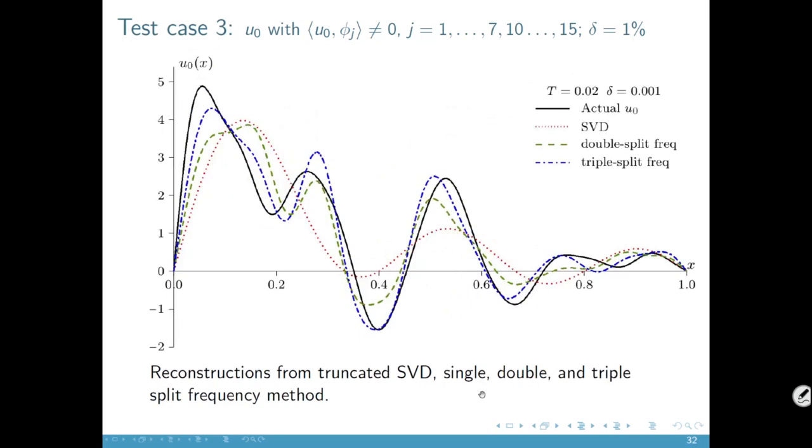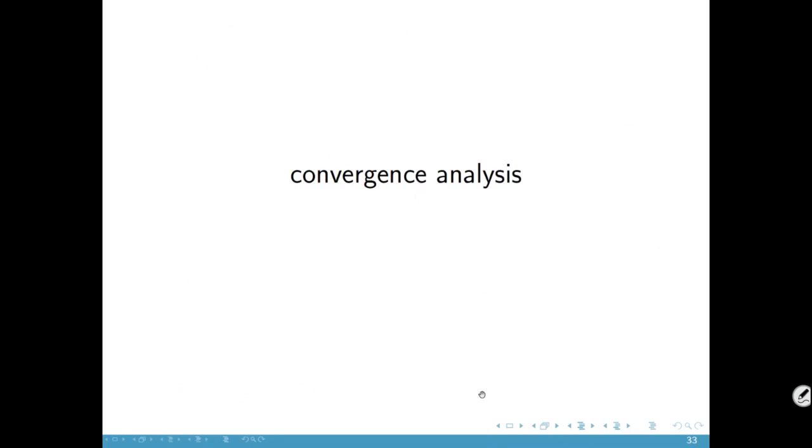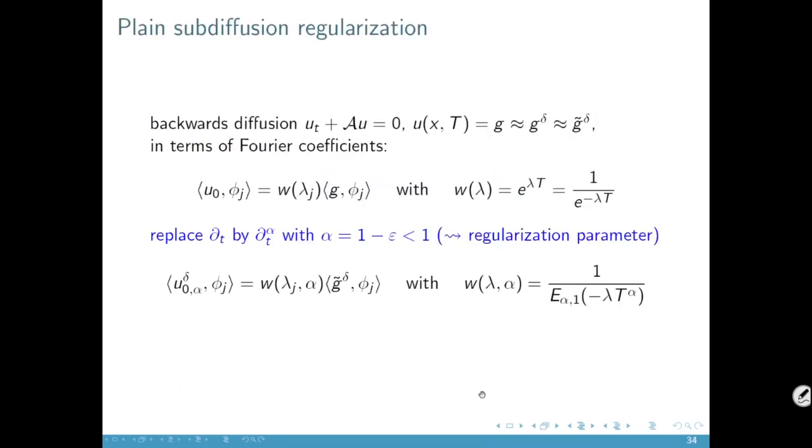Here's an even more spectacular, as we felt, example. We have compared the truncated SVD, basically doing nothing beyond K. That's again the red line that is only able to very coarsely follow the exact solution, compared with a double and even triple split frequency approach. Okay. A few words about the convergence analysis, or maybe, yes, just a few words.